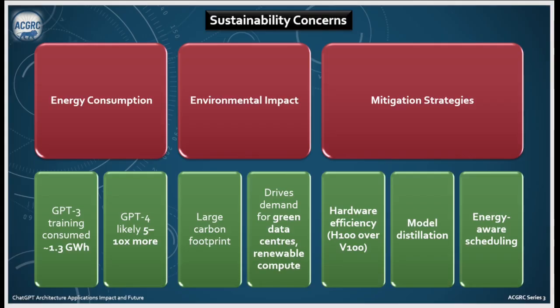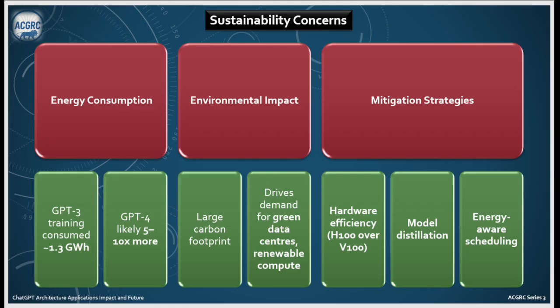So what's this hardware efficiency, H100 over V100? What are these H and V's? Well, V100 is an older GPU made by NVIDIA. While powerful at the time, used for AI training, the H100 is a newer, much more powerful GPU also made by NVIDIA, especially used for super advanced AI models like ChatGPT 4.